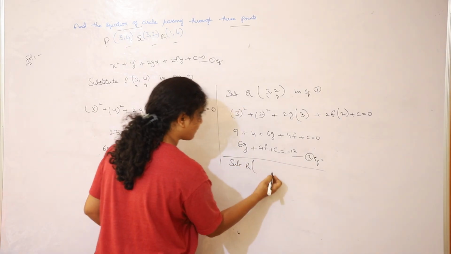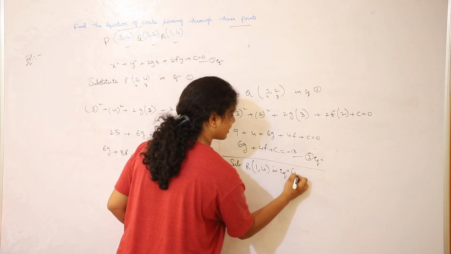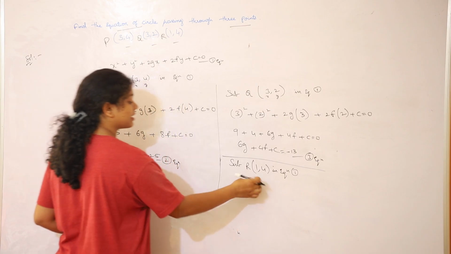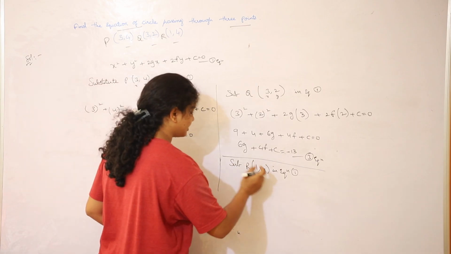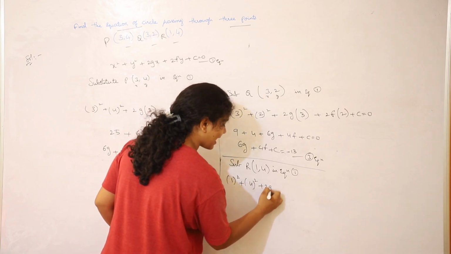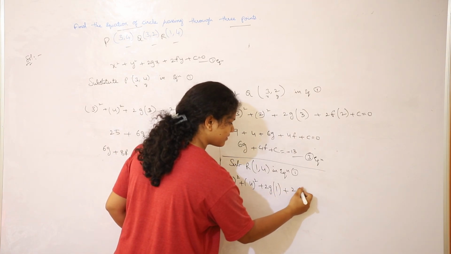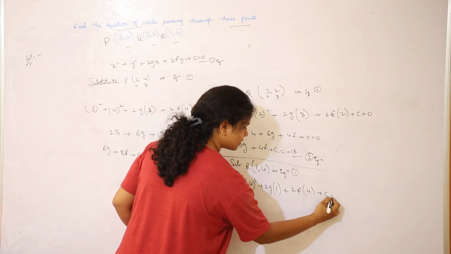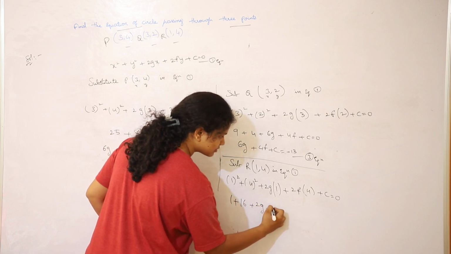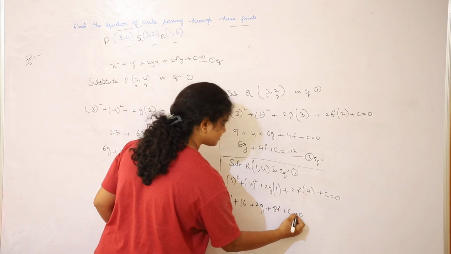Substitute r. What is the r value? 1 comma 4, right? Substitute 1 comma 4 in equation 1, the general equation, which means 1 square plus 4 square plus 2gx, where x is 1, plus 2fy, where y is 4, plus c equals 0. Clear? 1 plus 16 plus 2g plus 8f plus c equals 0.